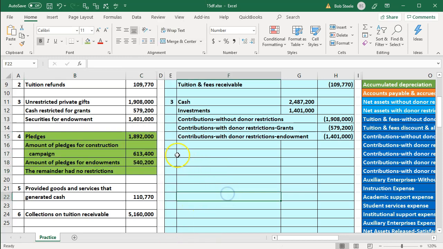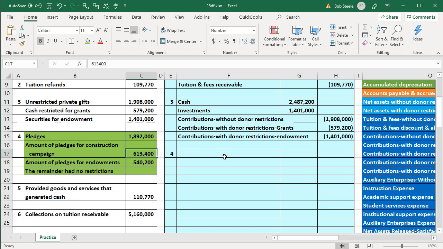Then I'm going to add a number 4 over to the right side, because that's where we're going to enter the journal entry. And number 4 says we have pledges of $1,892,000. Now a pledge is of course going to be a type of receivable. We haven't got the money yet, therefore it's going to be a type of receivable. The amount of pledges for construction campaign is going to be this amount, so those are going to be some type of restriction. So the amount of this number that was pledged had a restriction.